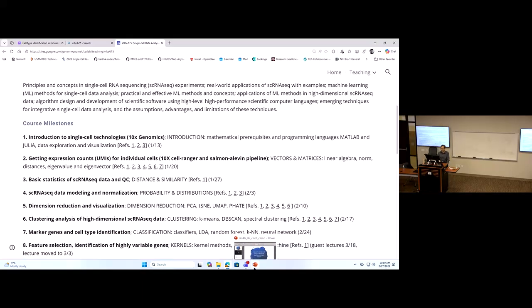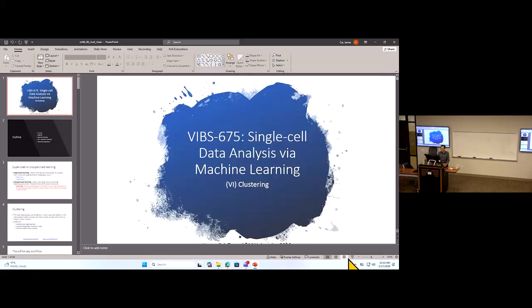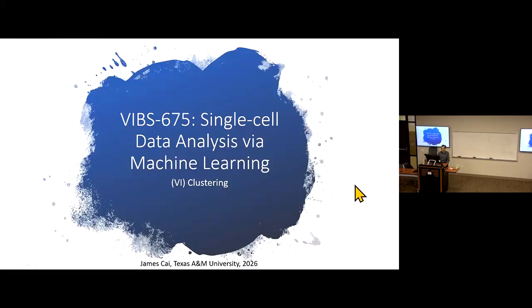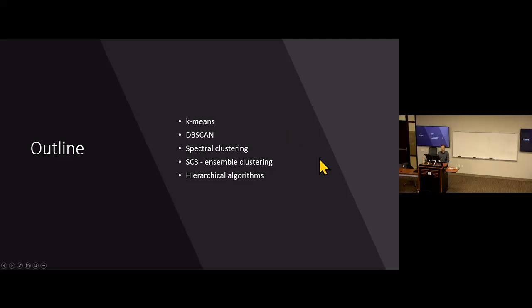So today we are going to talk about clustering algorithms. I will go through k-means, DBSCAN, spectral clustering, and SC3. This is an algorithm which is developed specifically for single cell data. And then there are hierarchical algorithms also for clustering purposes, but they are not commonly used.